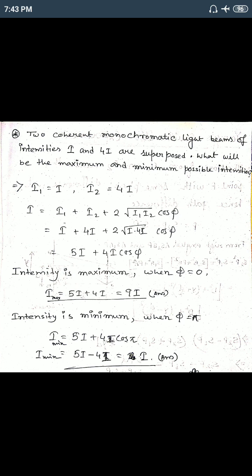Now intensity is maximum when phi equals 0, because cos 0 is 1, the maximum value. So we get 5I plus 4I, that is 9I, which is I maximum. And I minimum occurs when phi equals pi, because cos pi is minus 1, the minimum value. So we get I minimum equals 5I minus 4I, that is equal to I.